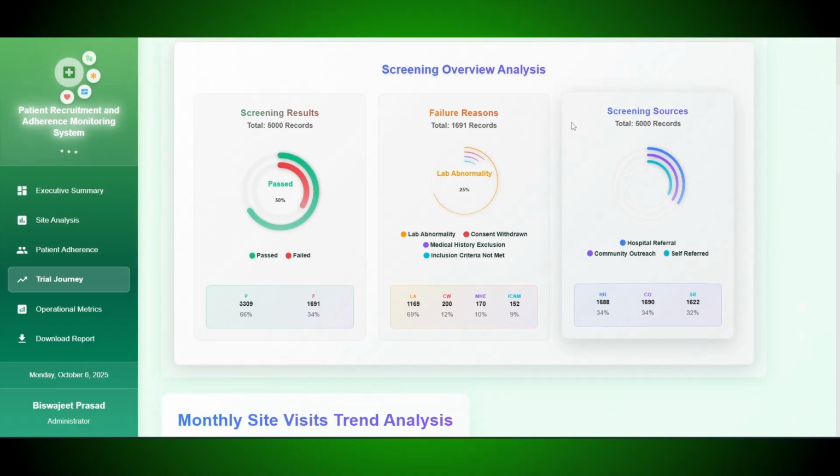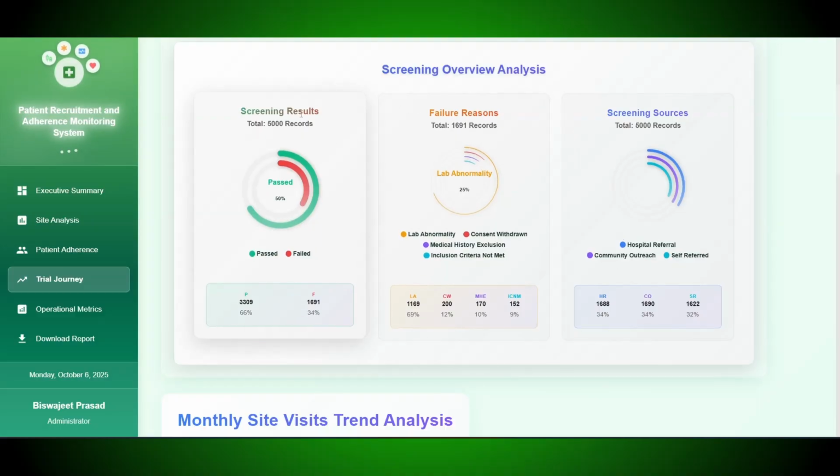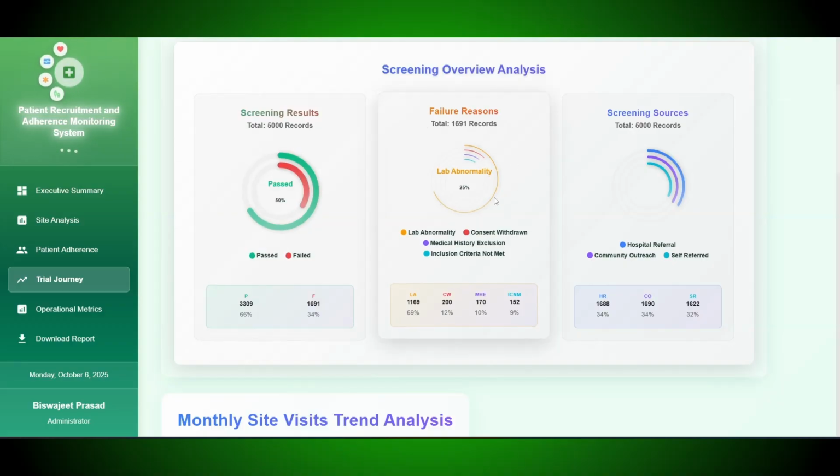Here in this radial chart, which shows the screening overview analysis, we can observe the screening result, which shows the total screening passed patients is 3,309, and the failed screening was 1,691. And coming to the failure reasons, the most common failure reason was lab abnormality, which is 1,169, followed by consent withdrawn, medical history exclusion, and inclusion criteria not met.